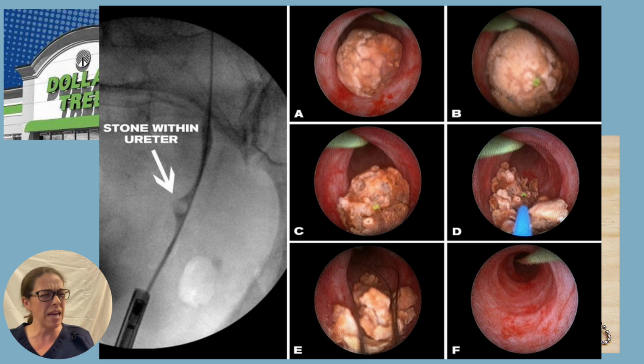And then he peed blood for about 3 days straight. Yes, the stone was out, but he was still in a lot of pain, and it took a few days for him to get better.